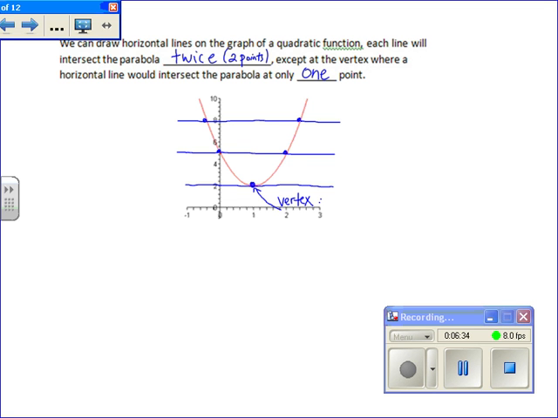So what's true about the vertex is that it has a unique value for y, or a unique y coordinate. It doesn't share that y coordinate with any other point on the parabola. It's just at the vertex. So any horizontal line will intersect the parabola once only at its vertex. Otherwise, it will always intersect your parabola in 2 points.